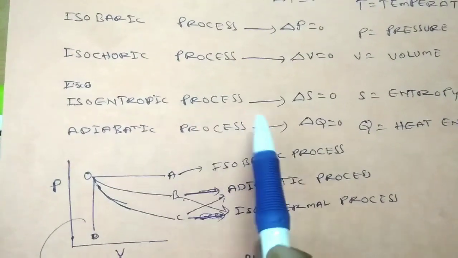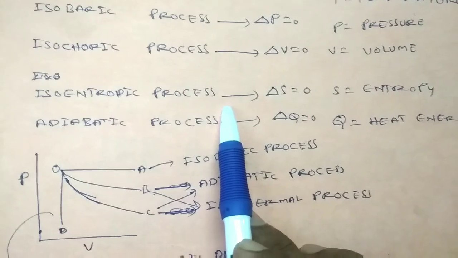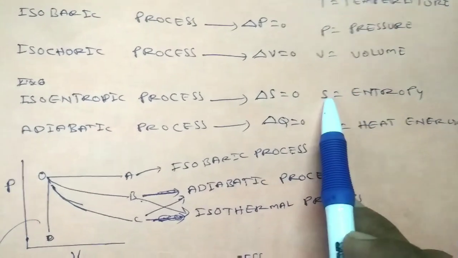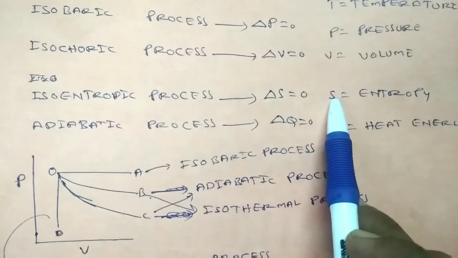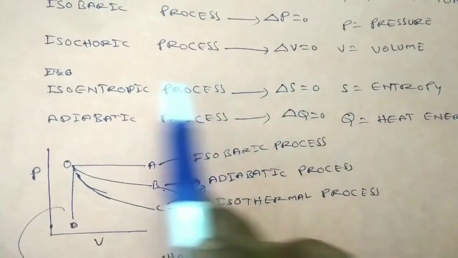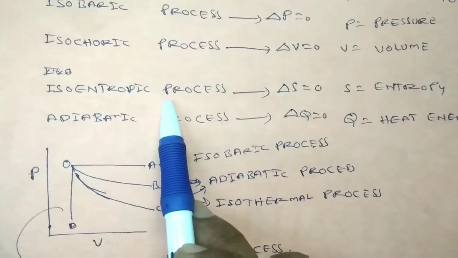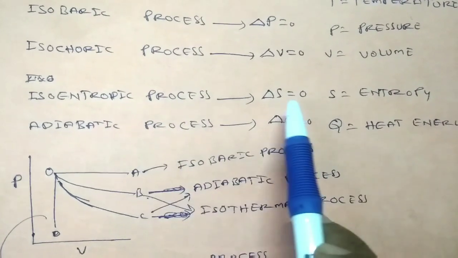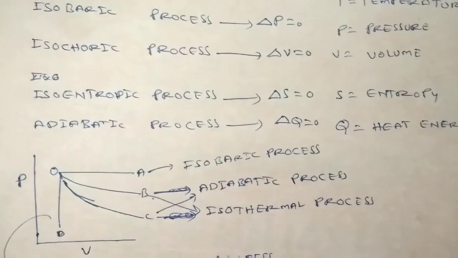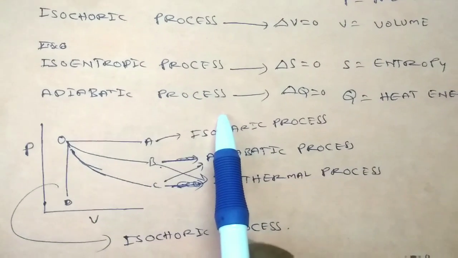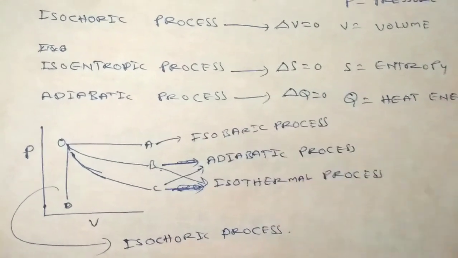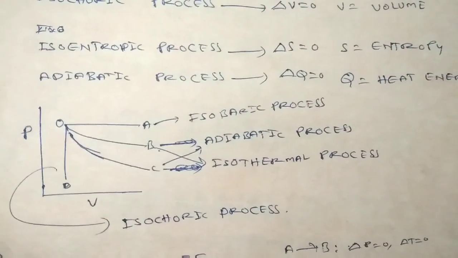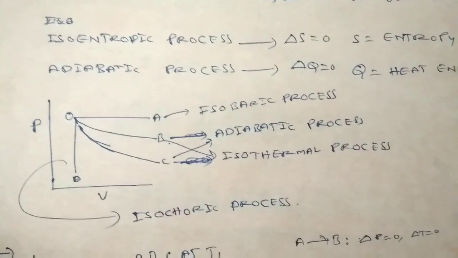In the isoentropic process, the change in entropy is 0. We represent entropy with S, so delta S is 0. Iso means same, and entropy is the thermodynamic parameter, so at the same entropy there won't be any change in entropy. Next, the adiabatic process. In an adiabatic process, the change in heat energy is 0, where Q is heat. So delta Q equal to 0.